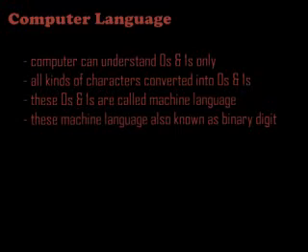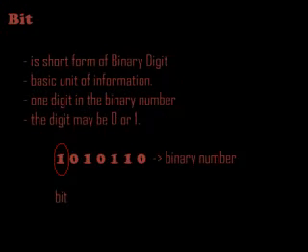First we will study about bit. The short form of binary digit is bit. It is the basic unit of computer. One digit in the binary number system, that is, a digit may be 0 or 1, that is a bit. Understand? Any one digit in the binary number system is a bit.